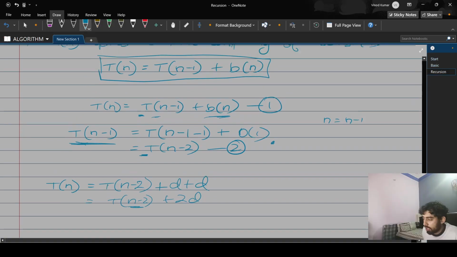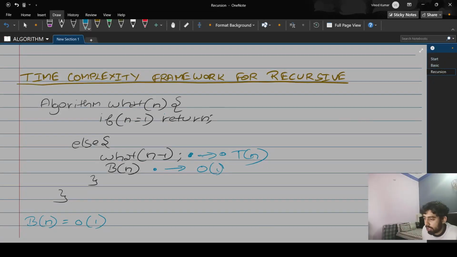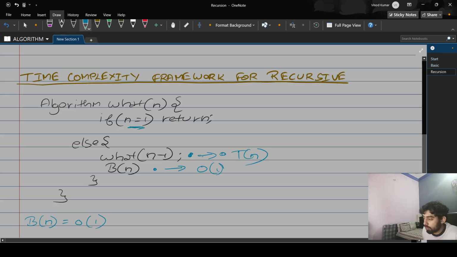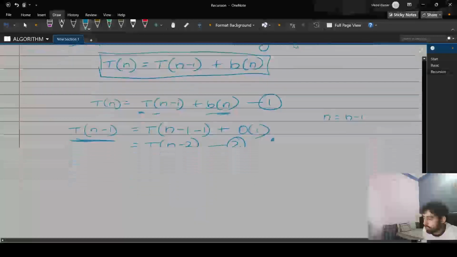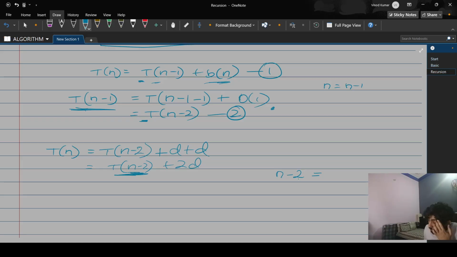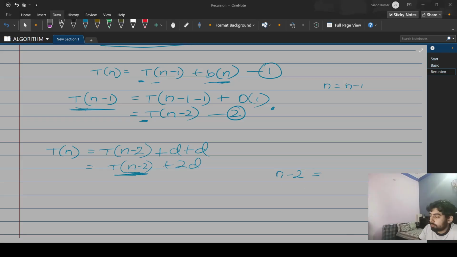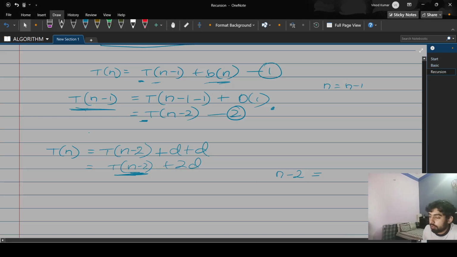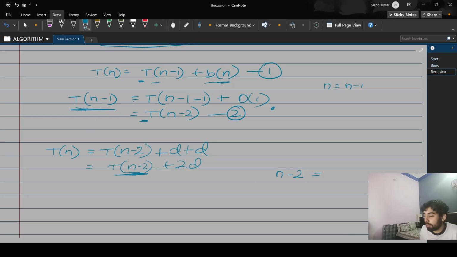Now understand this very carefully. What was the terminating condition for the recursive function? The terminating condition was n should be equal to 1. So what we will do here is, as we got T of n minus 2, we will write n minus 2 should be equal to, so here, sorry, the connection got interrupted. Okay, so back to this.